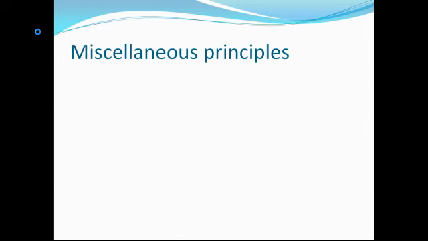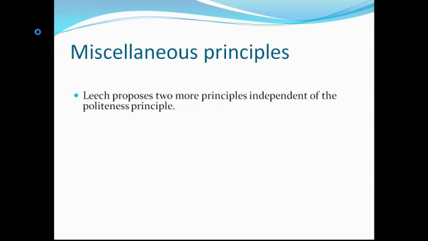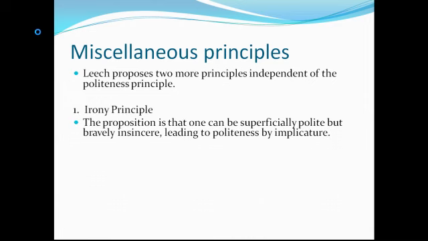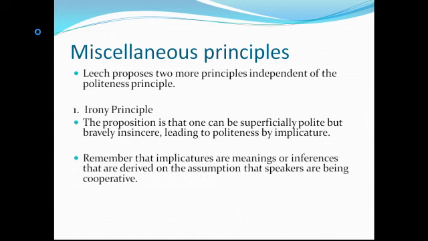As a way of concluding the discussion on the maxims, Leech proposes two more principles independent of this politeness principle. The first one is the irony principle. What does it say? The proposition here is that one can be superficially polite but blatantly insincere, leading to politeness by implicature. Remember that implicatures are meanings or inferences that are derived on the assumption that speakers are being cooperative. We talked about this when we were looking at the cooperative principle.